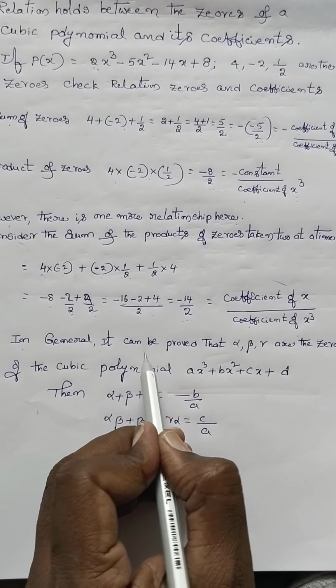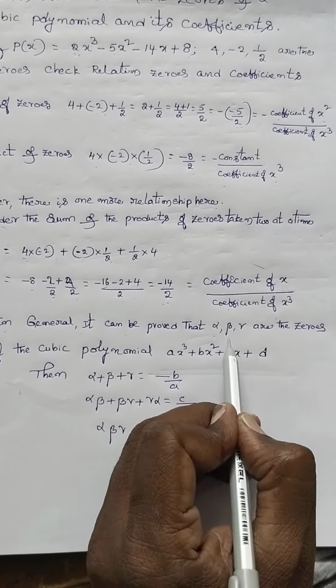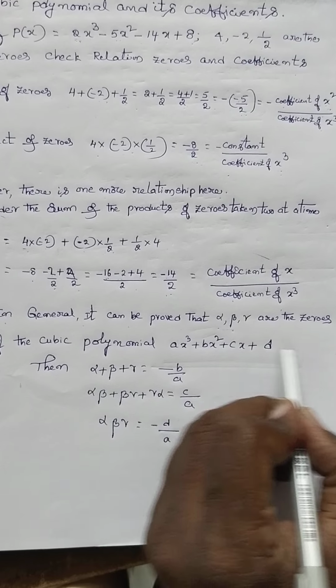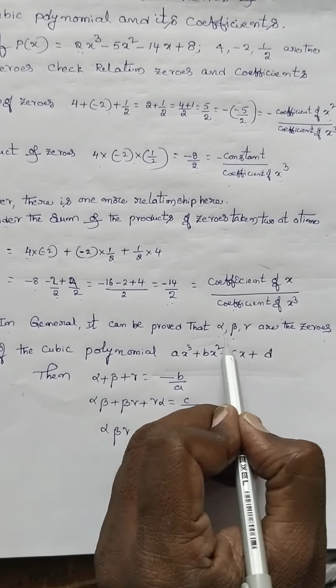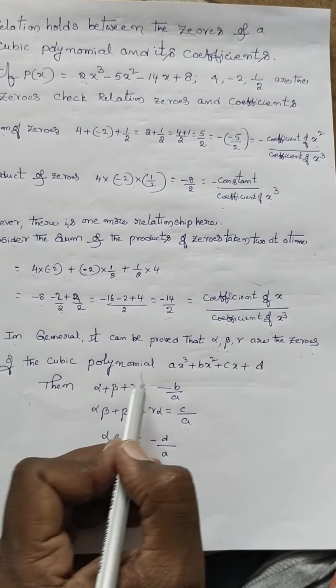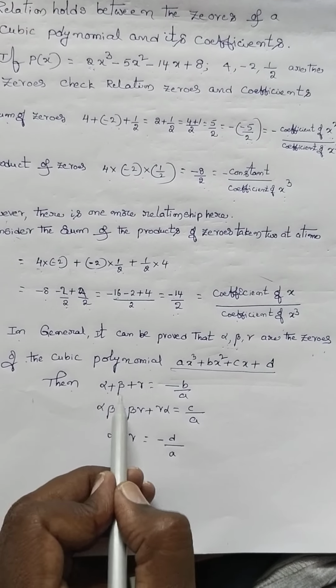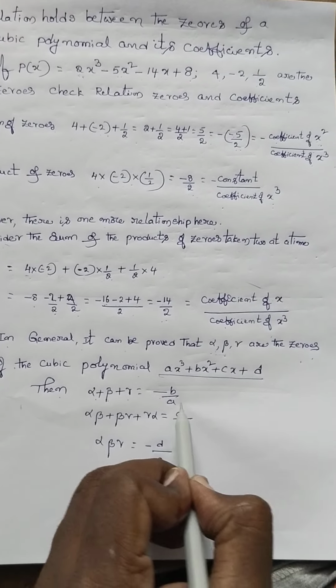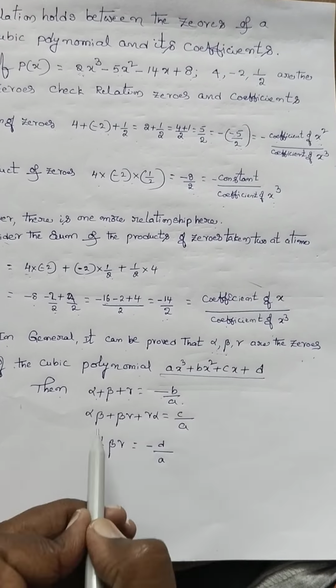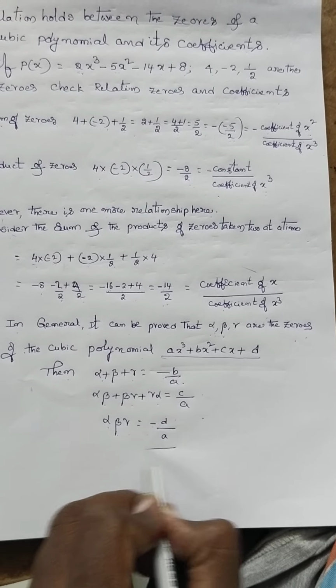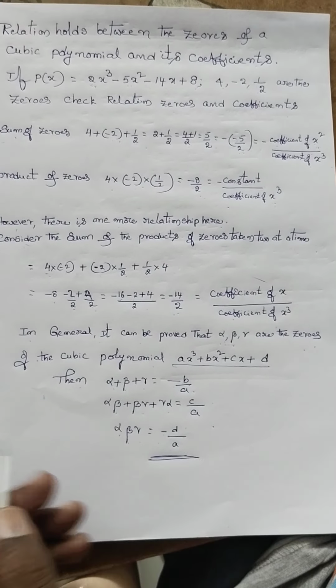In general, it can be proved that if alpha, beta, gamma are the three zeros, naming them alpha, beta, gamma, of the general cubic polynomial, then alpha plus beta plus gamma is equal to minus b by a. Alpha beta plus beta gamma plus gamma alpha is equal to c by a. Alpha beta gamma is equal to minus d by a. These are the formulas. So hence proved.